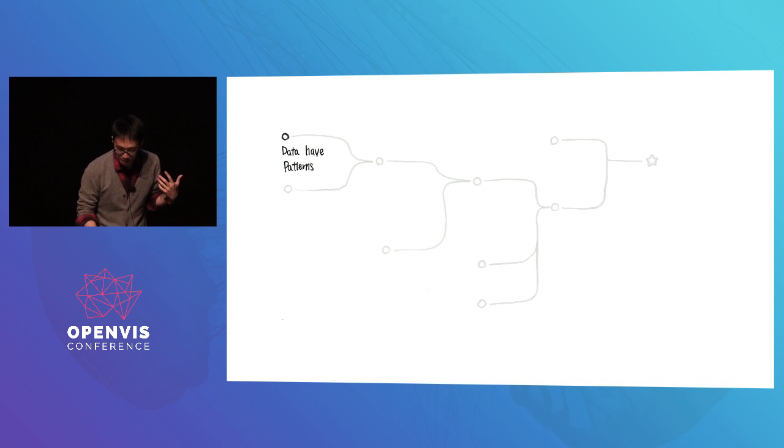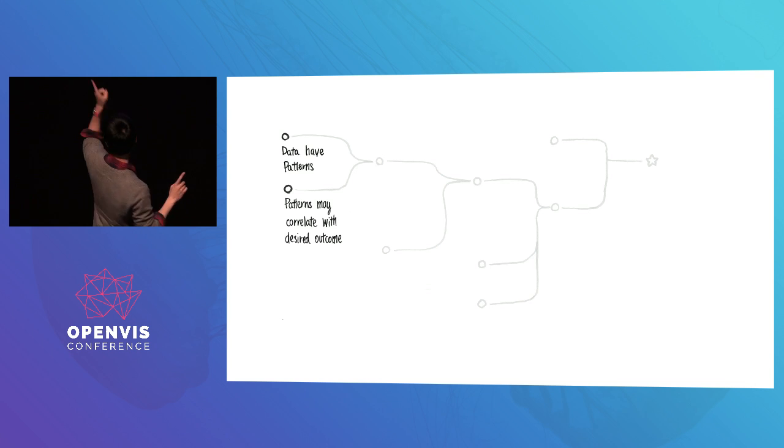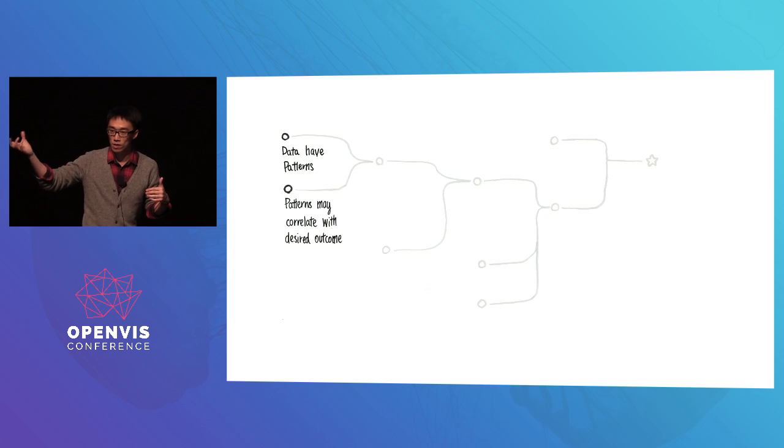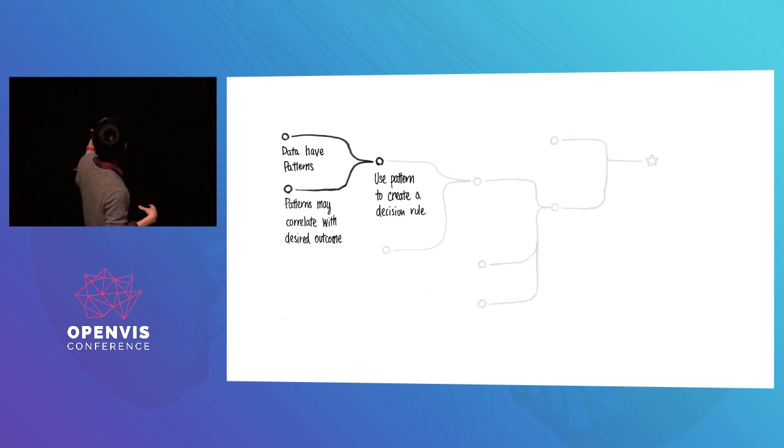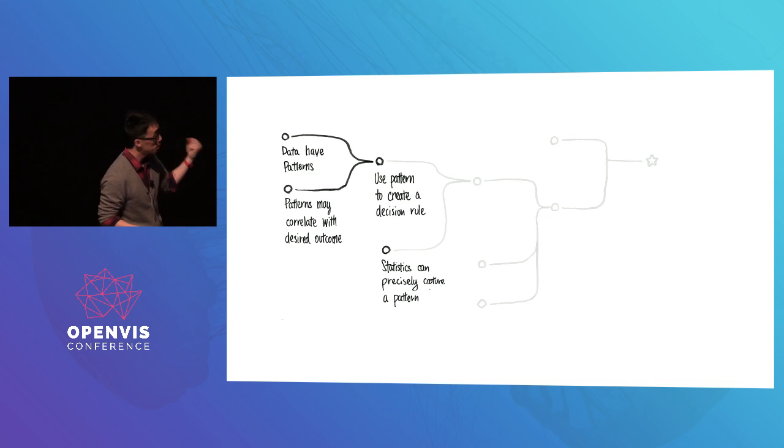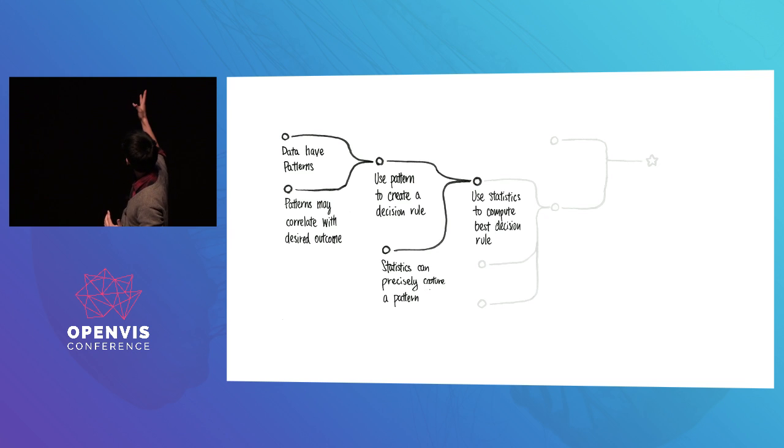Well, it starts with the idea of data have patterns. Not very controversial. And then, I can't read that, so that's why I'm turning around. And then it says, patterns may be correlated with a desired outcome. So like, if you want to predict whether a house is in San Francisco or New York, patterns might help. So together, then we can start to say, hey, we can use patterns to create some rule for making this decision. All right? And then I combine that with the idea of statistics can precisely capture a pattern. Then now I can say, we can use statistics to compute the best decision rule.